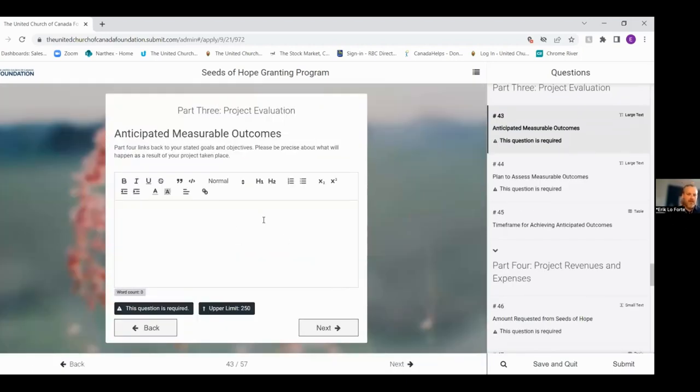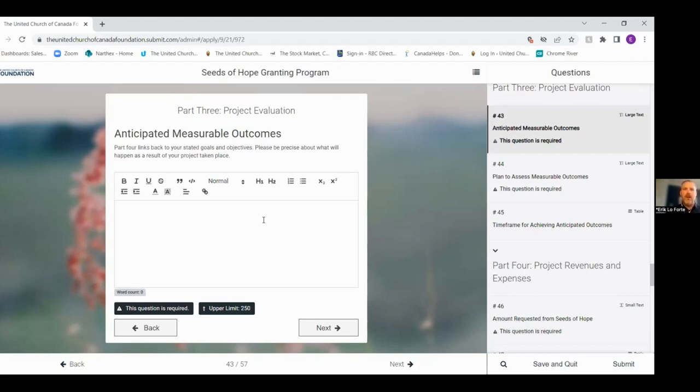Anticipated measurable outcomes. So this reaches back to your goals and objectives that you wrote before. One of the questions we get most is, what do you want in this section? The best way I can describe this is, write it in this way: my goal is X, therefore my measurable outcome is Y. So for my example of the gender neutral washrooms, my goal is to install 3 gender neutral washrooms by summer of 2024. Therefore, we expect to see camper registration up by 3 the following summer.